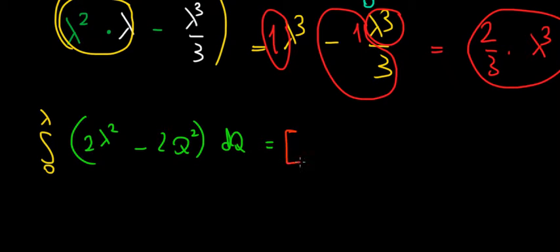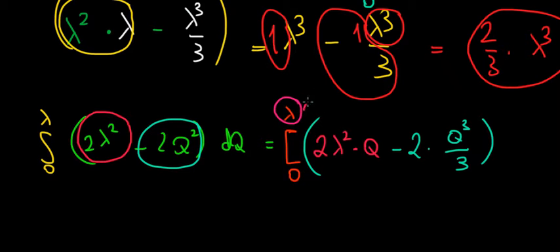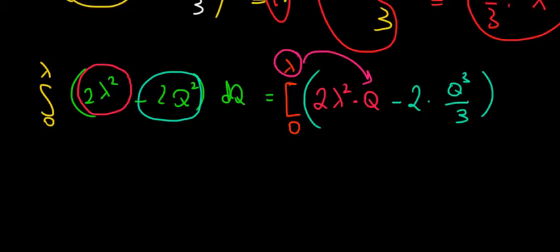So we will have the boundaries between 0 and lambda, and we now integrate the first term, which is the integral of 2 lambda squared dq. That's just 2 lambda squared times q, and then we do that for the second term as well, minus 2 times the integral of q squared dq, which is q to the power of 2 plus 1, so q to the power of 3, divided by 3. Now we close these brackets, and we're going to start substituting values. So we'll substitute lambda into the quantity and see what result we get.